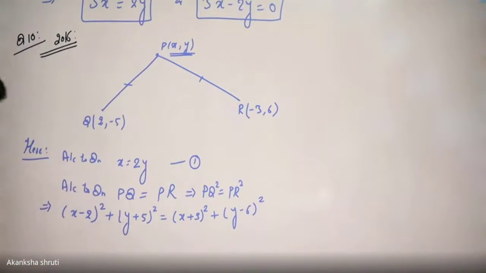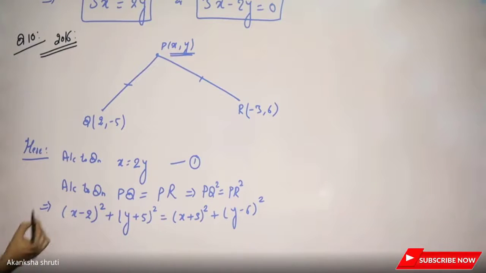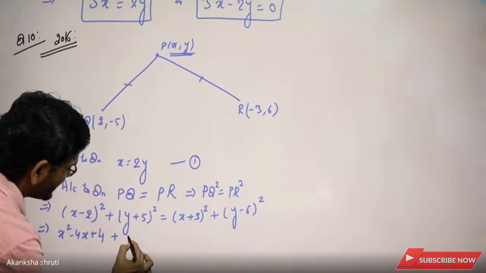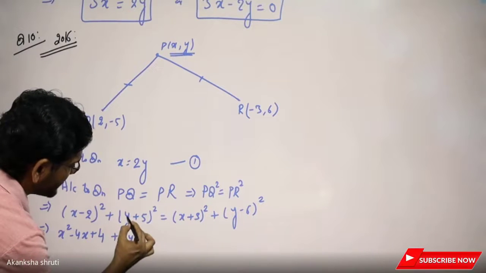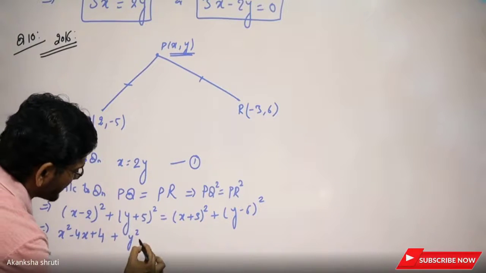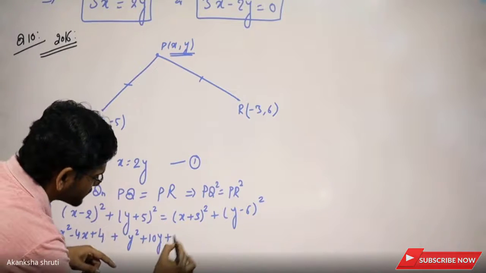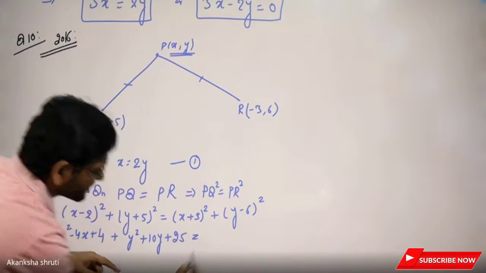Students, we just need to simplify this. We will get one more relation, then we have to solve it. Very easy. Break it as a whole square. It becomes x square minus 4x plus 4. Break the second bracket as a whole square. It becomes y square plus 2 into 5 into y, meaning 5 2s are 10y, plus 5 square is 25.